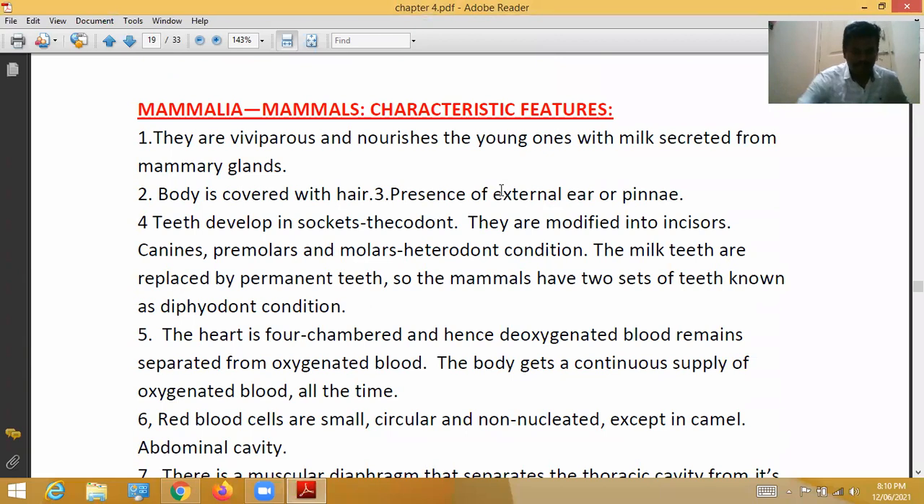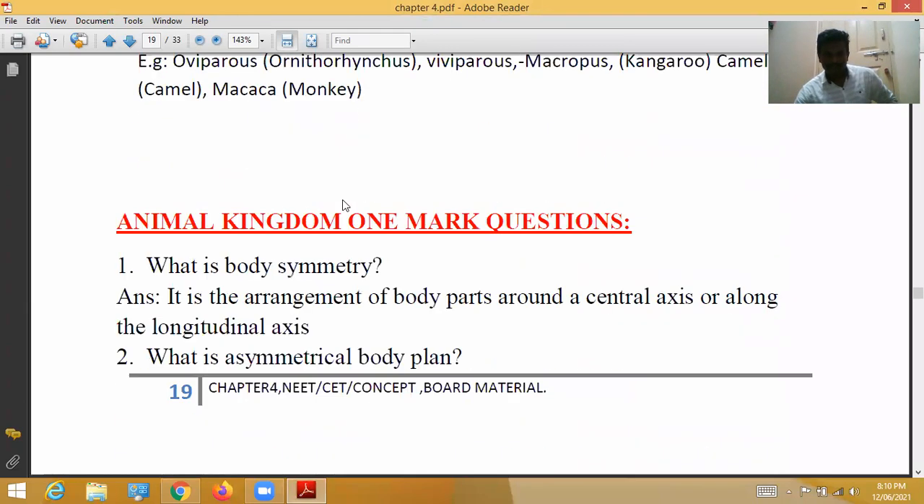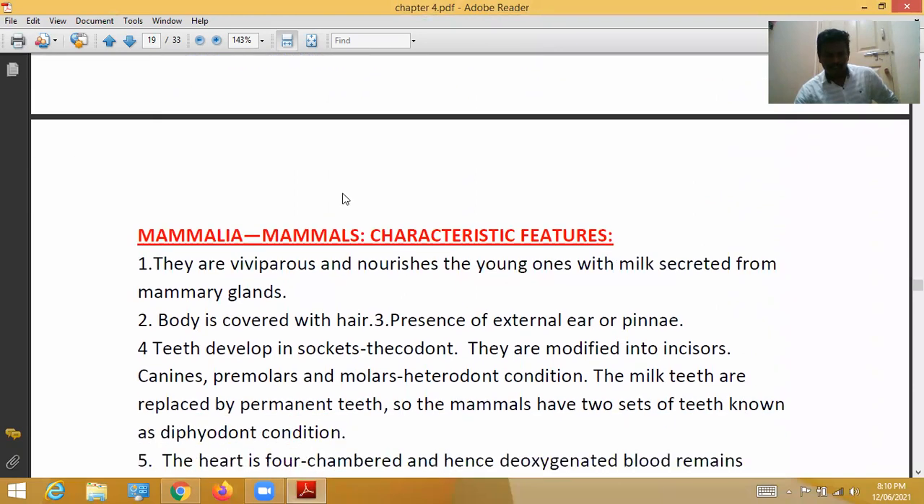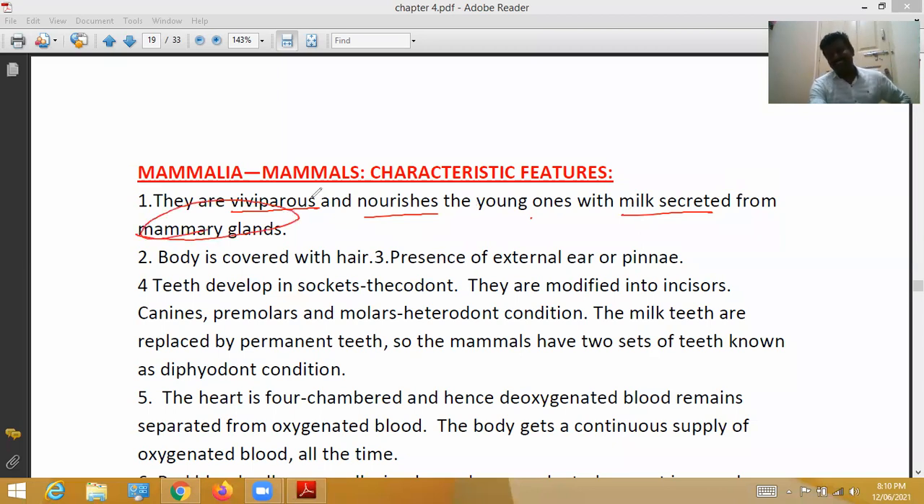Next class, Mammalia. See here, Mammalia. So, Mammalia characteristic features. They are viviparous. They give birth directly to the young ones and nourish the young ones with milk secreted from their mammary glands. Generally, mammals have breasts developed with mammary glands. The mammary glands provide nutrients to the young ones.